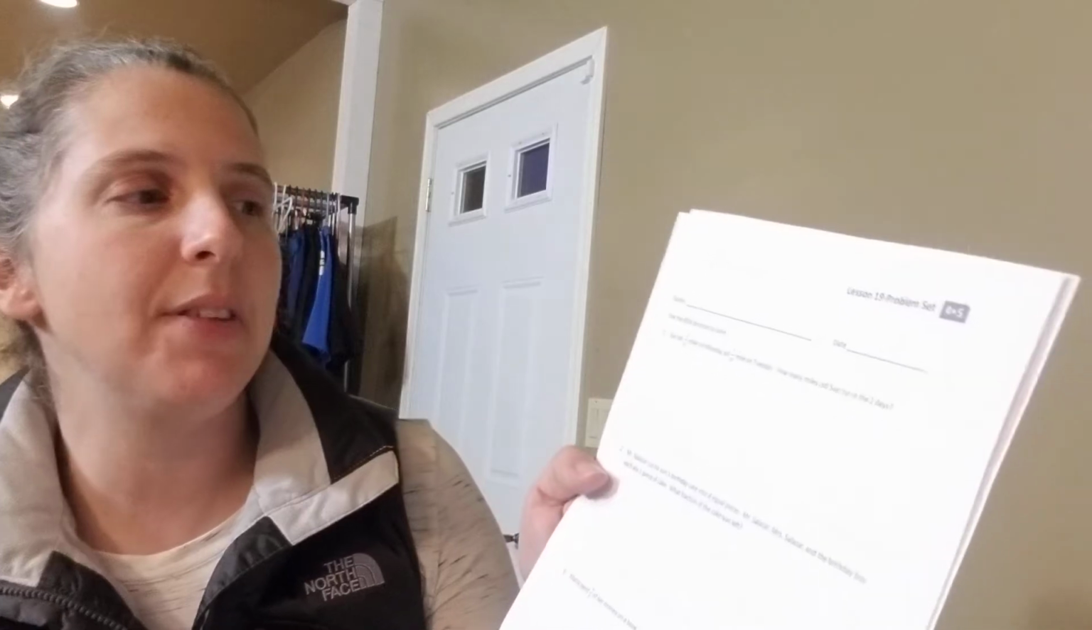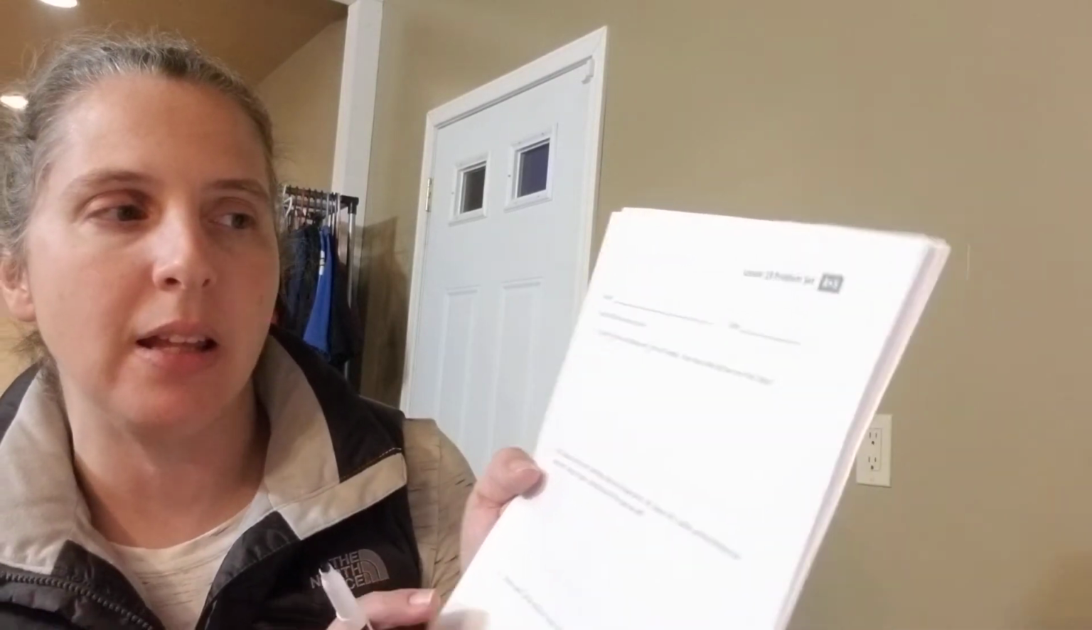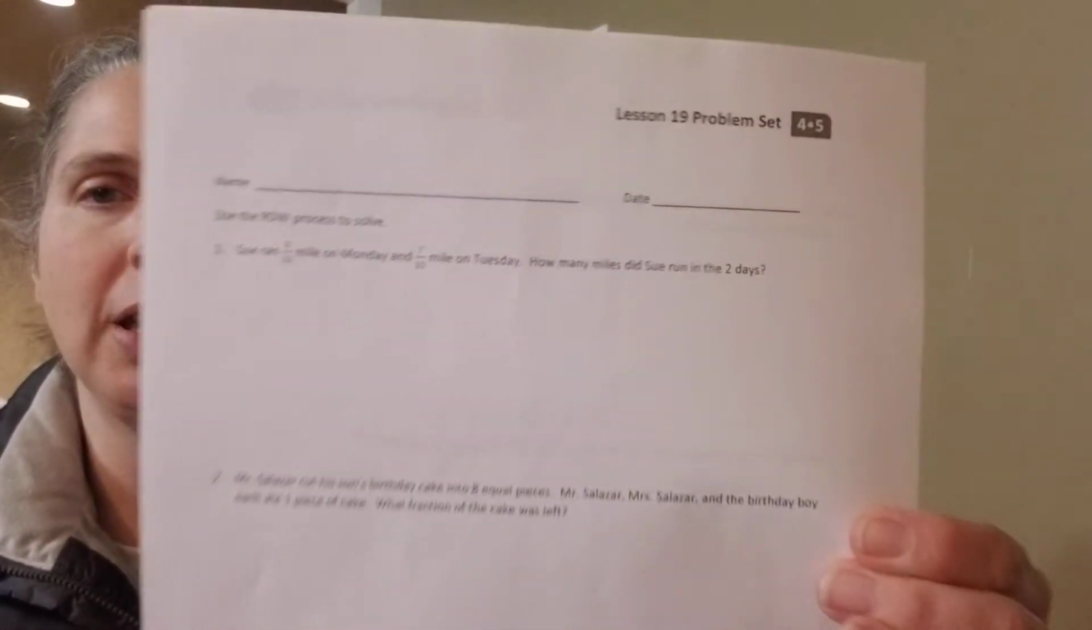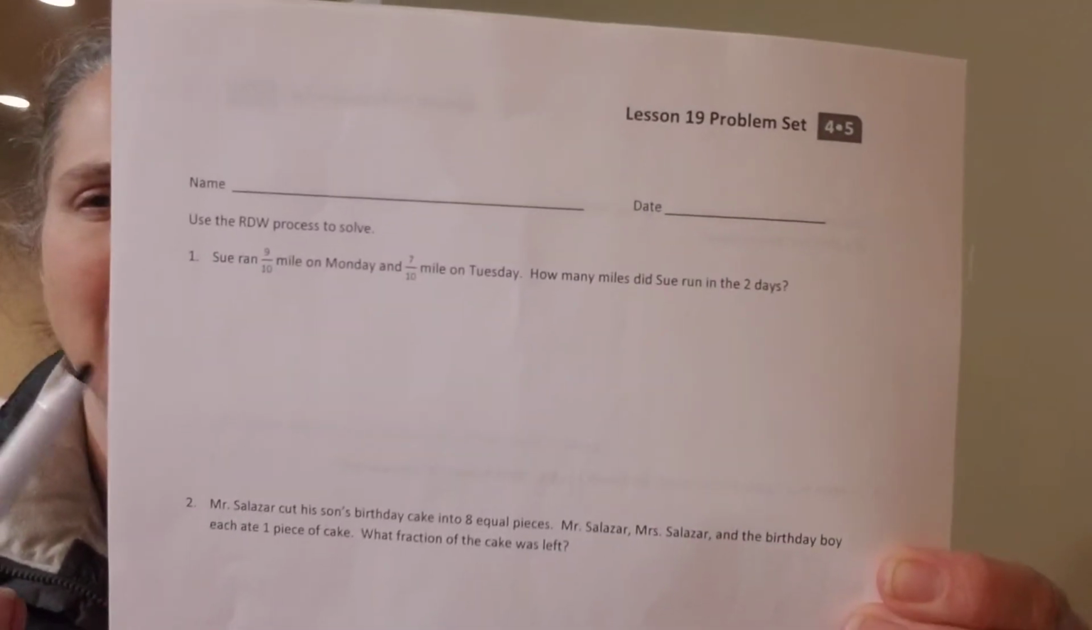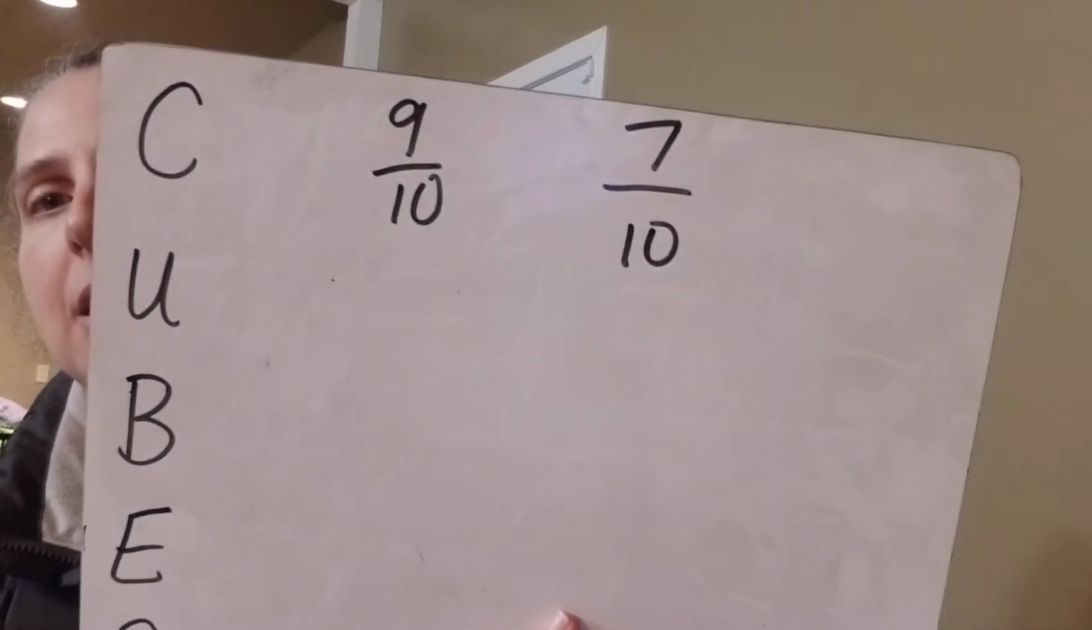Okay? So read number 1. It says, Sue ran 9/10 of a mile on Monday and 7/10 of a mile on Tuesday. How many miles did Sue run in the 2 days? Okay, so you should be looking at this problem. I wouldn't be trying to read it across up here. Read it on your own. So I'm going to write answers next to here. So what numbers are you circling? Should have said 9/10 and 7/10.